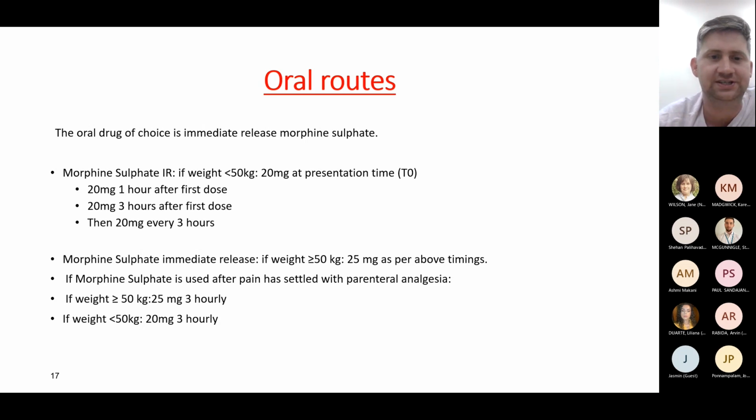If morphine sulfate is used after pain has settled with parenteral analgesia, if weight is greater than or equal to 50 kilograms, we can give 25 milligrams 3 hourly. If weight's below 50, we can give 20 milligrams 3 hourly, as I've already mentioned.